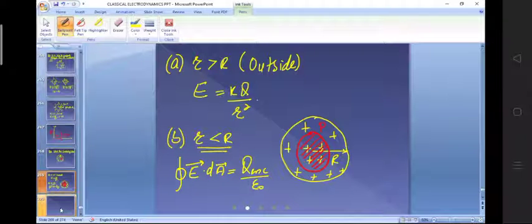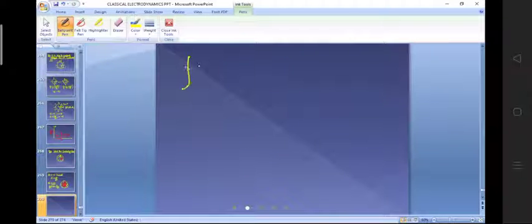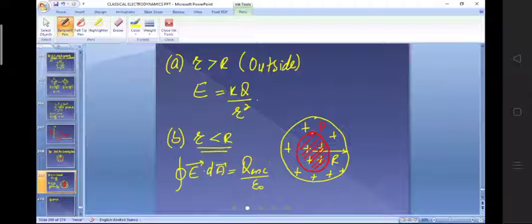Now this integral simply becomes what? It is equal to integration of E dA cos 0 degree. Why? Because for example, at this point, electrostatic field will be radially outward. So this is the direction of the electrostatic field, and this will be an area vector. So area vector is also along the same direction. So the angle between E and dA is 0 degree. So cos 0 will be simply equal to 1. Then it will be in turn equal to Q enclosed by epsilon naught.